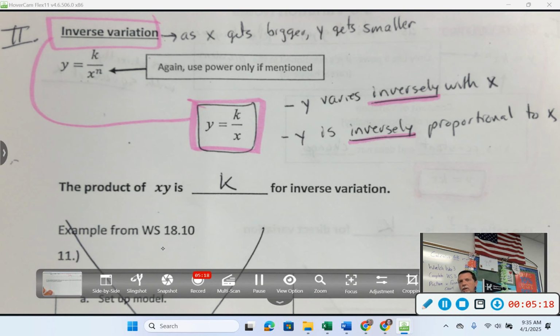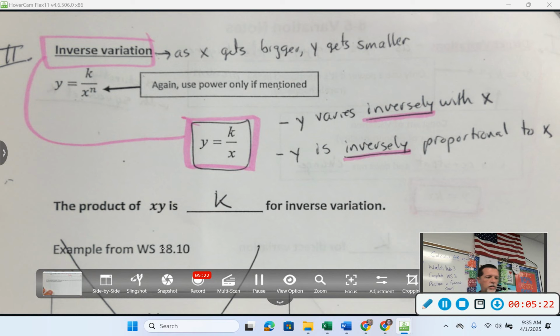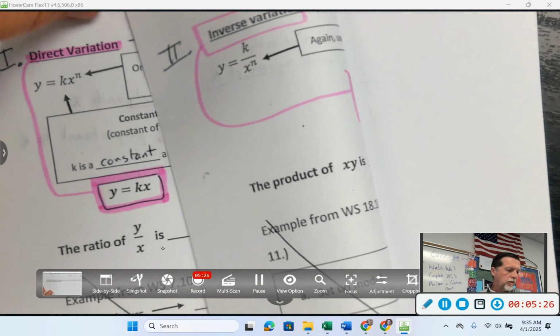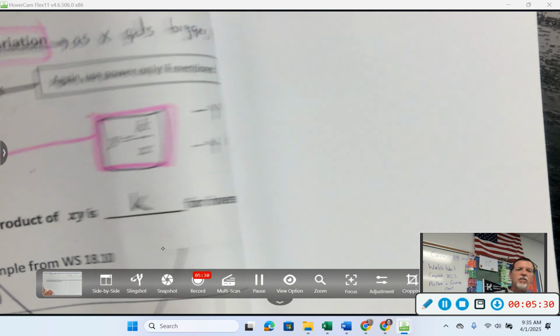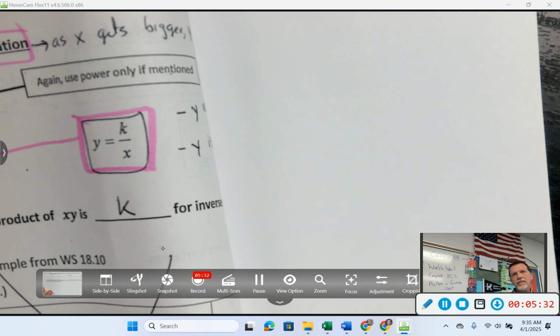The rest of that worksheet is garbage. So all you need to know is direct variation. Get them both on the same page here. y equals kx. Inverse variation, y equals k over x.